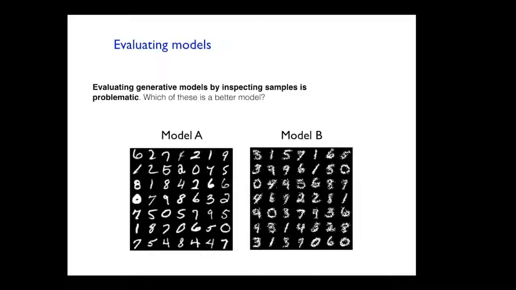So actually, model B is a model that is actually fit to the data. Model A consists of taking a random example from the training set. And so it gives great-looking samples, but it's unlikely to generalize, and it's unlikely to give us much insight into the data. And so we need a quantitative criterion for evaluating generative models.